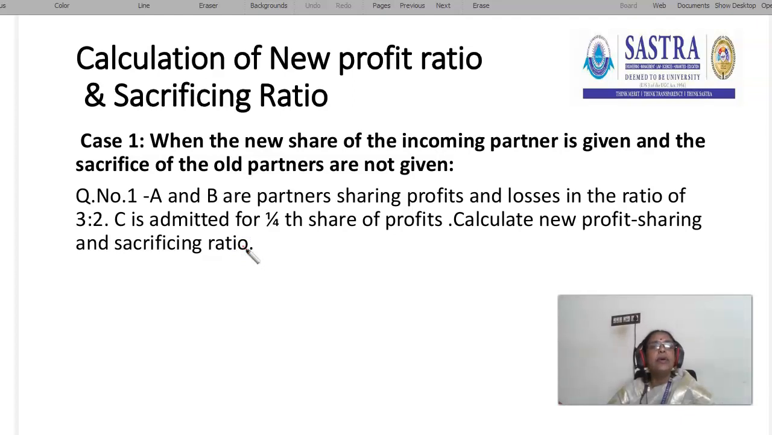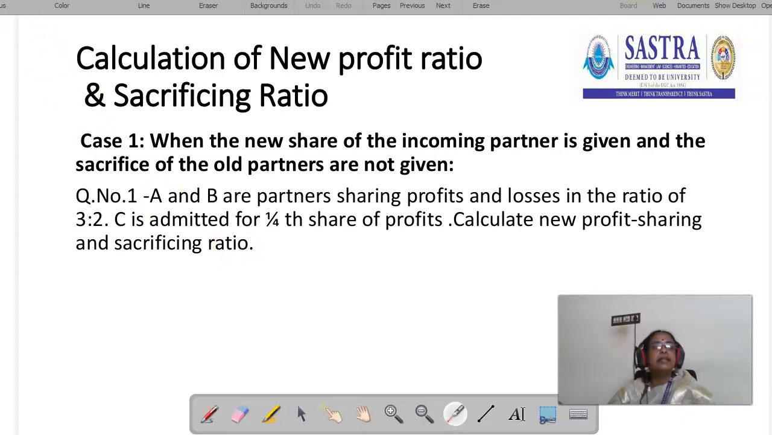What is given in the problem? Given in the problem are the names of the partners. Old partners' names are A and B. New partner's name is C. The old profit sharing ratio is 3:2. C is admitted for 1/4 share of profit. His share of profit in future is 1/4. That's all. The sacrifice that is made by the old partners is not given.